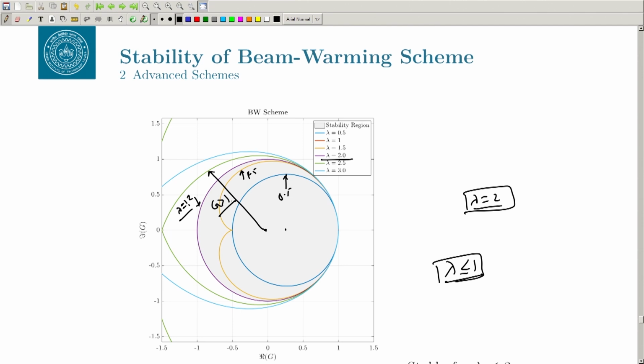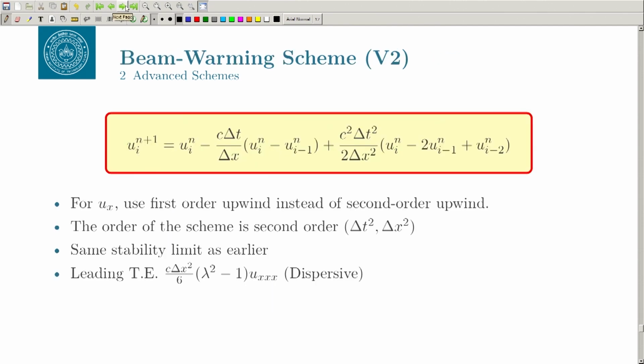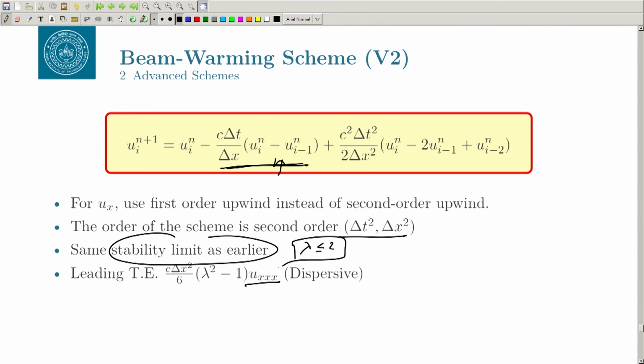This is what we learned from this. We can have another variant. This is variant 2 where we are just using u_(i-1) by delta x. So, this is my first order upwind scheme here. The final scheme becomes delta t square, delta x square. There is also a u_xx error, and it has the same stability limit as earlier. That means it is stable up to lambda less than or equal to 2.